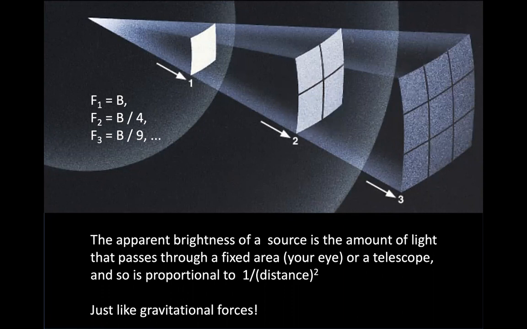So the amount of light entering a particular object, be it your eye or a telescope, falls off like 1 over distance squared, just like gravitational forces do. That's not entirely a coincidence, but explaining why those two things are the same would require way more than we can get into in this class. But 1 over distance squared is just how things work in a lot of different cases.